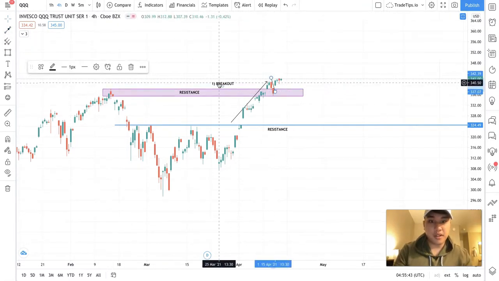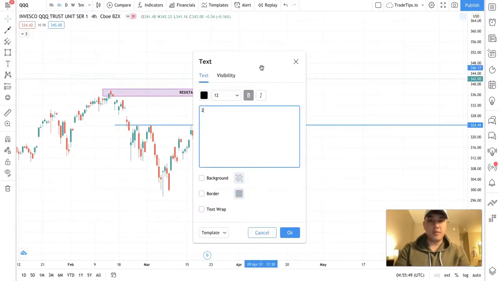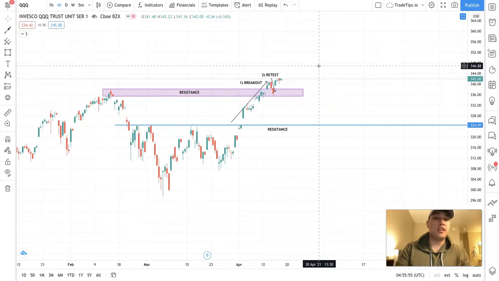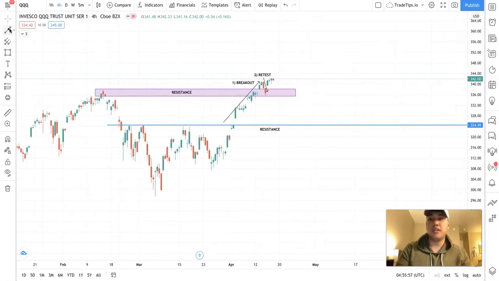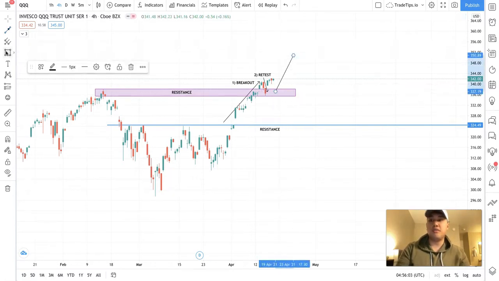So if that's the breakout, then the next phase right here, number 2, is the retest. And this is where I would typically buy, and we actually entered one of our QQQ trades earlier this week. And from here we want to see if we actually get this continuation.